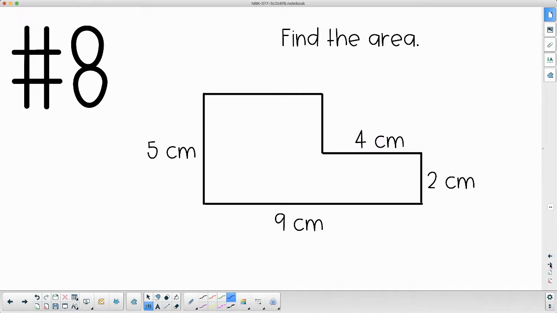This next one asks us to find the area of this irregular shape. So we could cut it this way, we can cut it this way. So I'm just going to go ahead and cut it here.